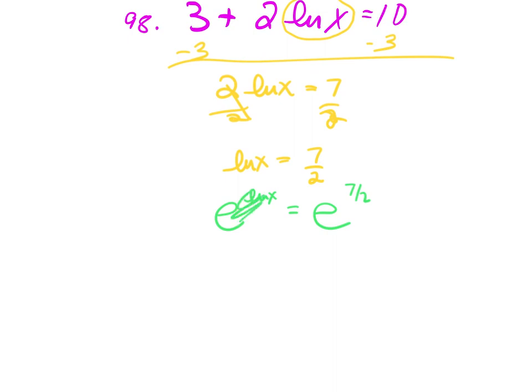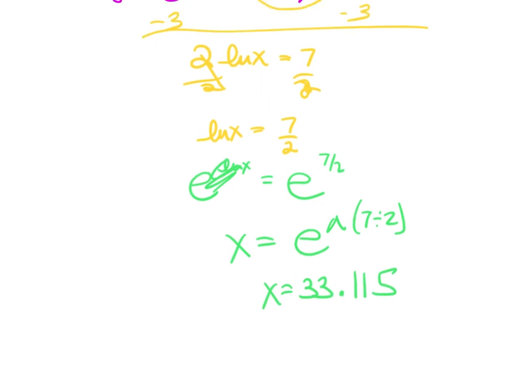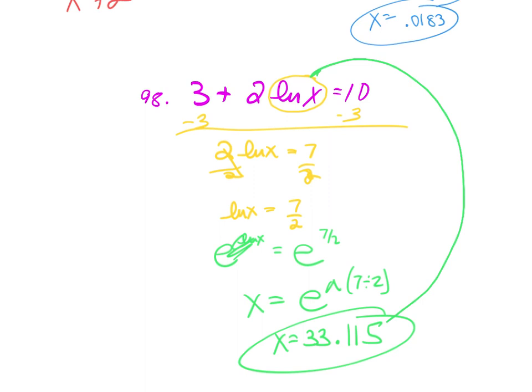In your calculators, this is going to be x equals, you need to hit E, the caret, and then 7 divided by 2 in parentheses. When we do that, we get e to the 7 divided by 2 power. I get x equals 33.115. And now I would take this and I say, okay, when I plug in 33.115, is that going to make my log or natural log negative? No, it's not. We're good to go.